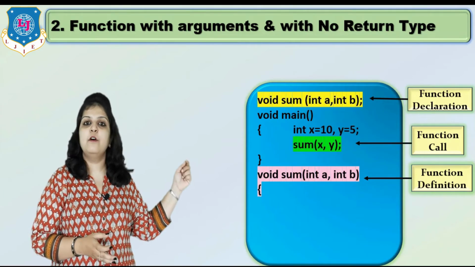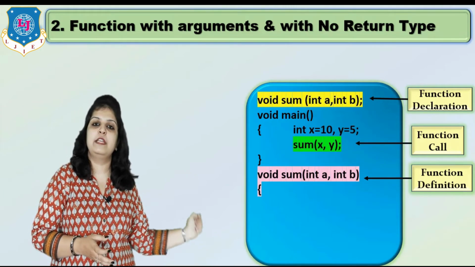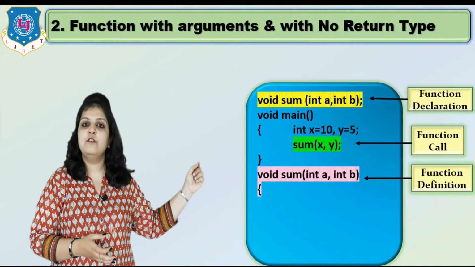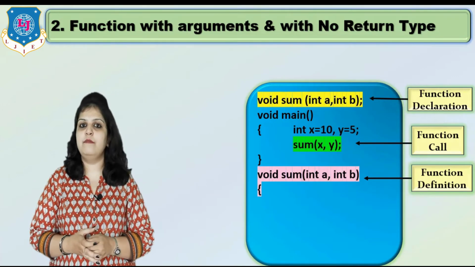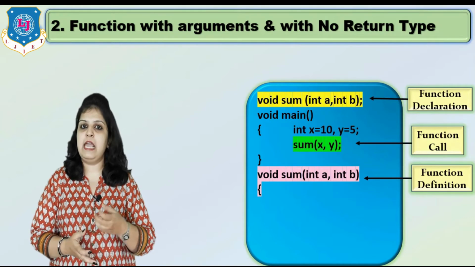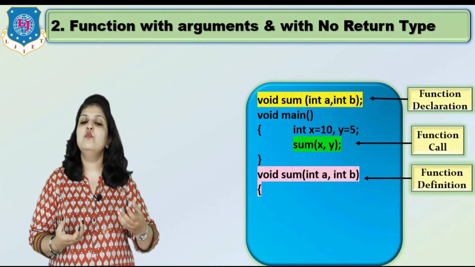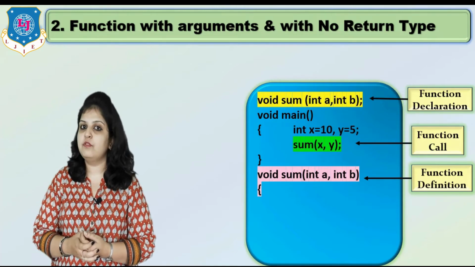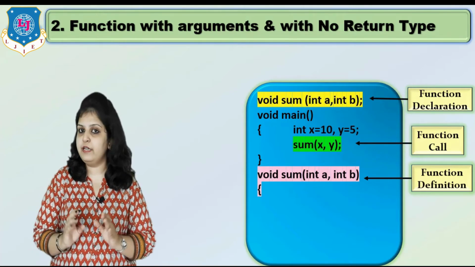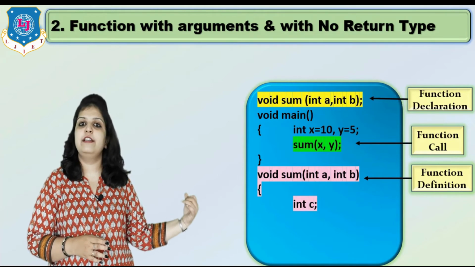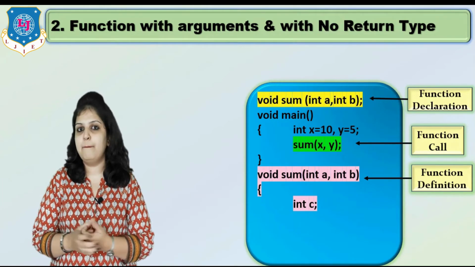So the value of x will pass to our variable a, and the value of y will pass to our variable b. Means a gets the value 10 and b gets the value 5. Now in the definition, we don't need to declare these variables because we have already written them as parameters.